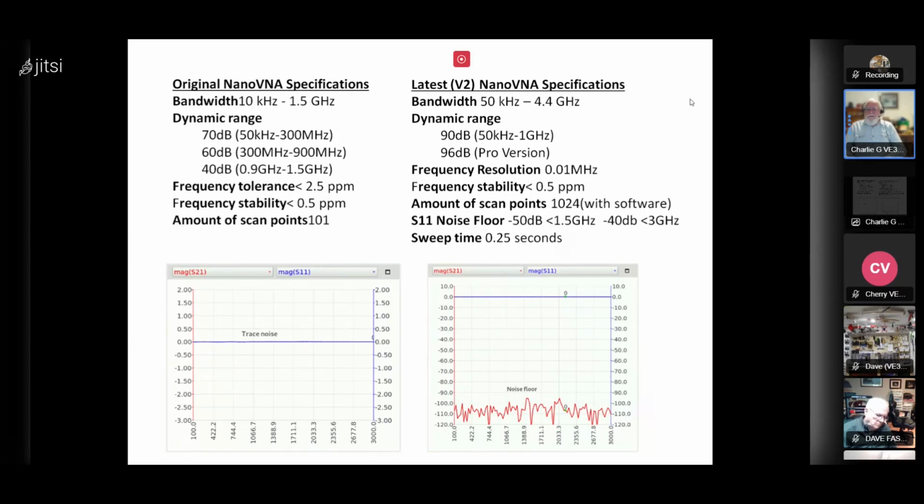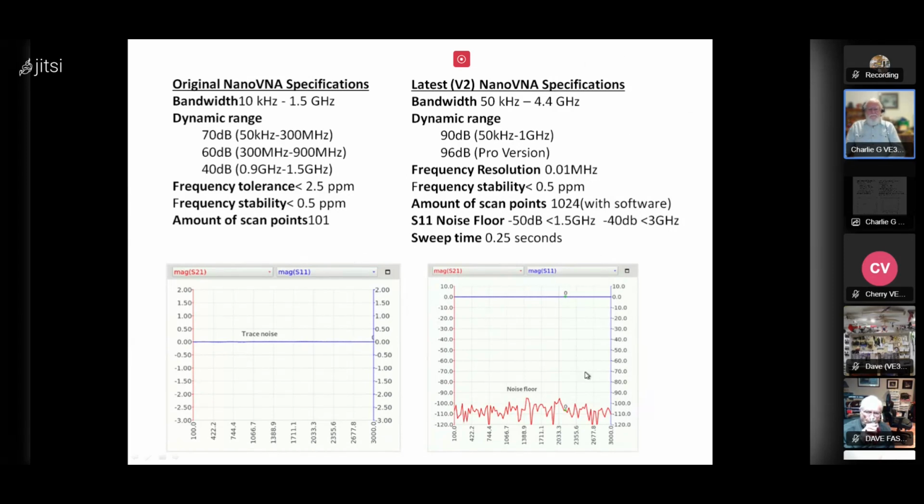although you get the 1024 with external software, which effectively does multiple measurements, slightly offsetting the frequency each time it sweeps, so that it collects all of those specific data points. The noise floor is significantly better on the V2. It's sort of 50 dB at 1.5 gig and 40 dB at 3 gig, and the sweep time bumps up quite a bit to 0.25 seconds.